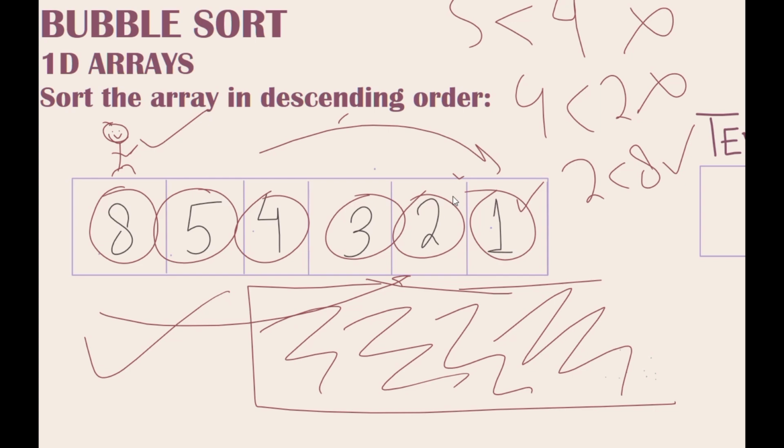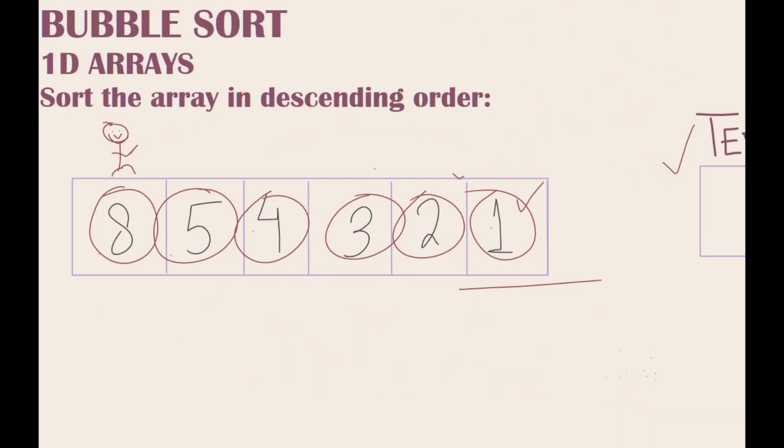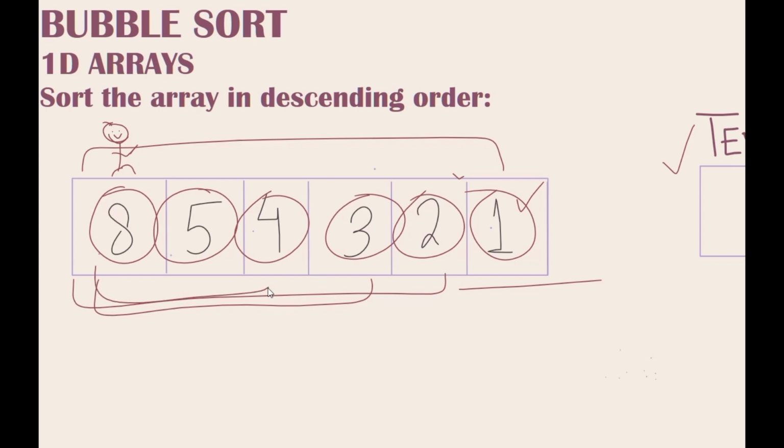Now you can see that our whole array is sorted: 8, 5, 4, 3, 2, 1. So we're going to stop here, and this is how bubble sort worked. It took all the smaller values and popped them up to the last positions, and this is the code. Now we are going to jump to the code for the bubble sort.